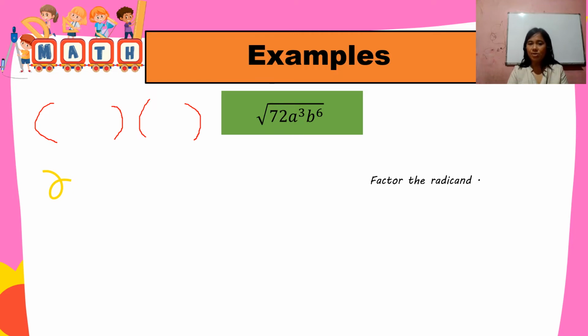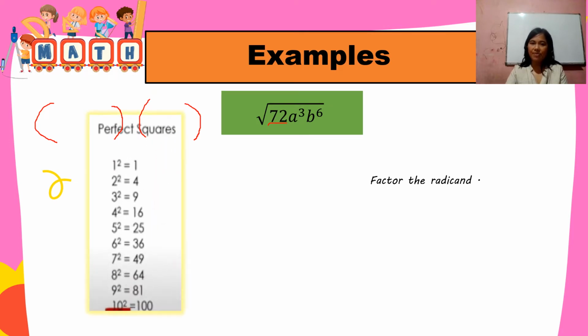And how are we going to factor this? Let's start with the 72, of course. To factor 72, of course, we need the perfect square table. Okay? So here, since it's 72, so it must be here, up.